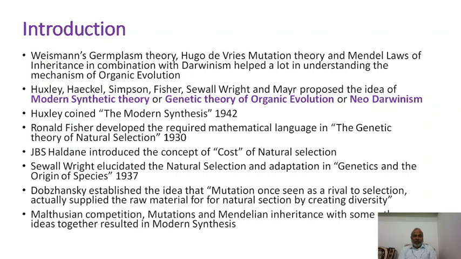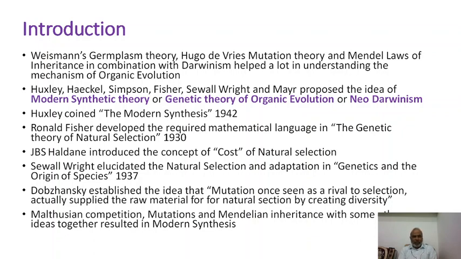J.B.S. Haldane introduced the concept of the cost of natural selection. Natural selection is a very important driving force of evolution, so he explained the cost of natural selection. Sewall Wright elucidated natural selection and adaptation in his Genetics and Origin of Species in the year 1937. What is the role of an animal's adaptation in natural selection? How does natural selection affect the several adaptations? So these are all the ideas.